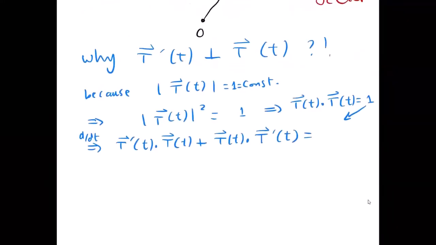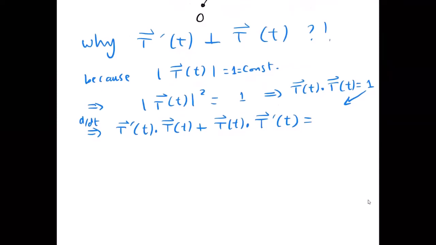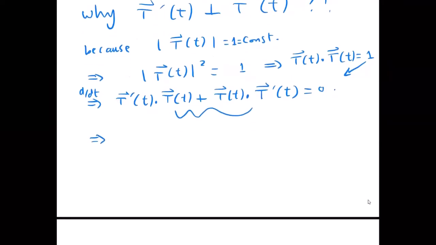Okay. Therefore, the derivative of this one, which is a constant, gives you 0, which is again very similar to the one we had before, but the other one was about the magnitude of the position vector when it is a constant. So this term is repeated. We have twice this term, 2 T prime dot T of t, because this dot product is commutative. This is 0, therefore this means that these two vectors are orthogonal or perpendicular.